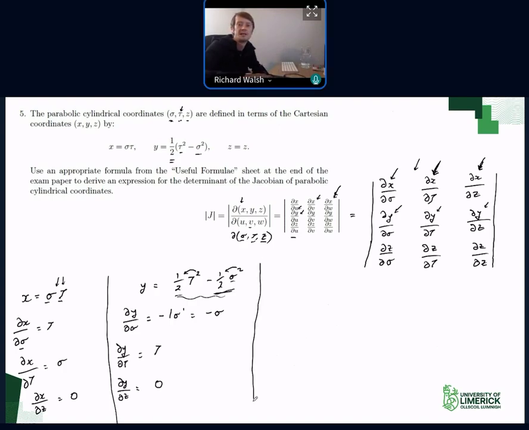Now I'll take down z, and again, I'll do the partial derivatives of that. So partially differentiate z with respect to sigma. So, well, there is no sigma there, it's just z. So I'm treating z as a constant. That will go to 0. Partially differentiate z with respect to tau. So again, I'll be treating z as a constant. That will also go to 0. Partially differentiate z with respect to z.